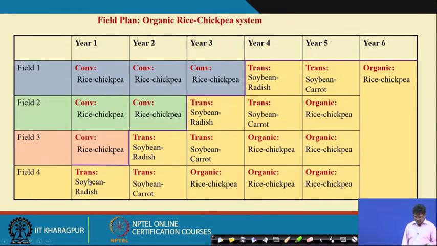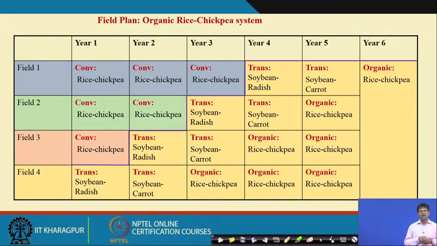Here we have taken the beginning of the transition. You have the rice-chickpea system, with rice and chickpea as the main crops of the system. In the transition year, we are introducing soybean in the Kharif season, followed by radish in the dry winter season. As I have discussed, these crops require fewer nutrients and have less demand for nitrogen. So having soybean or radish at the beginning of the transition, the same yield level can be maintained, and the yield loss can be compensated.